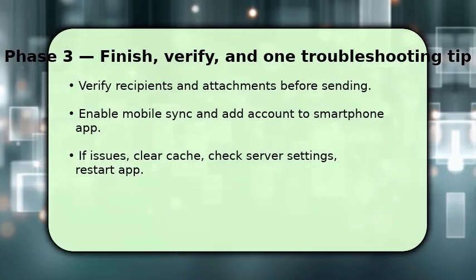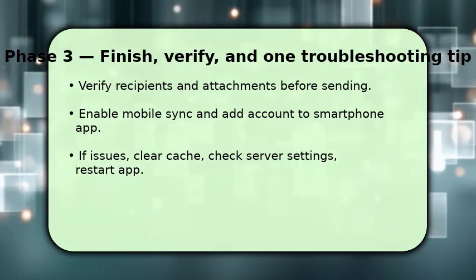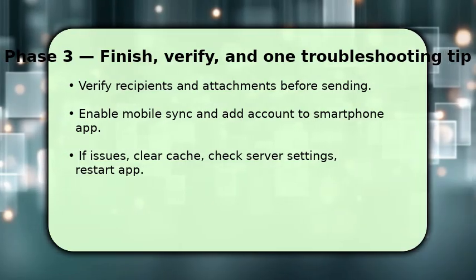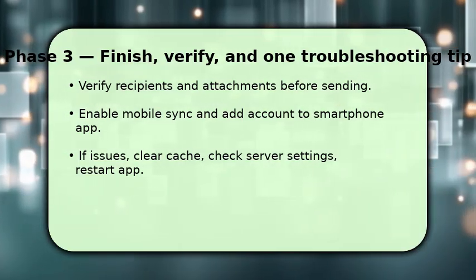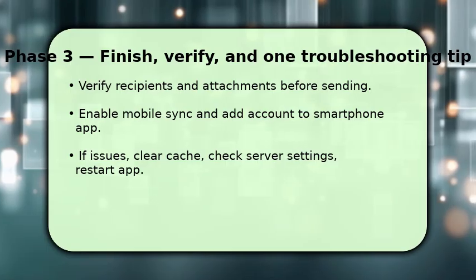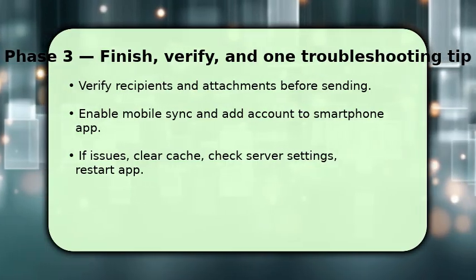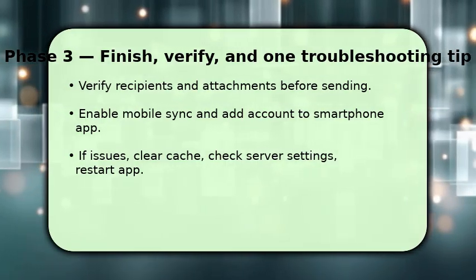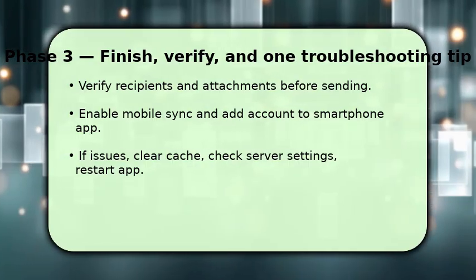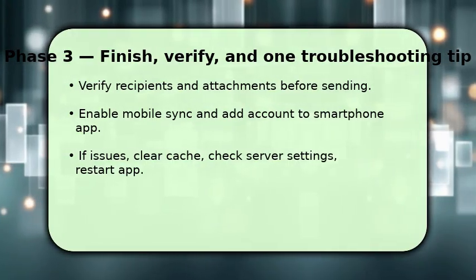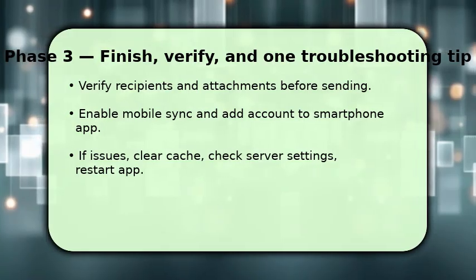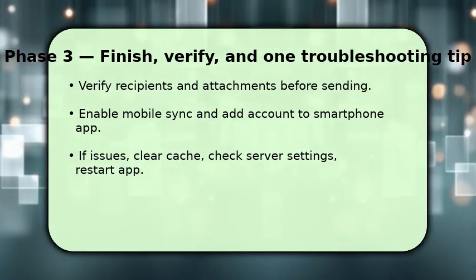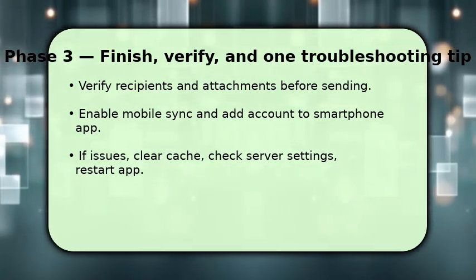Make sure your account is added to your phone's Outlook app and that sync is enabled so calendar invites and replies arrive everywhere. If messages fail to send, clear the app cache, confirm server and authentication settings, and restart Outlook. These steps resolve most connectivity problems. If that fails, temporarily disable VPN or firewall, because network policies often block mail servers.